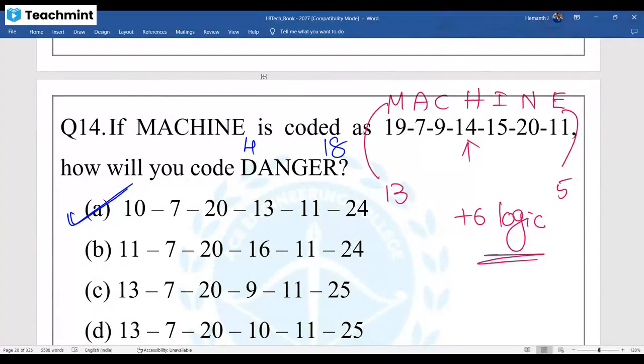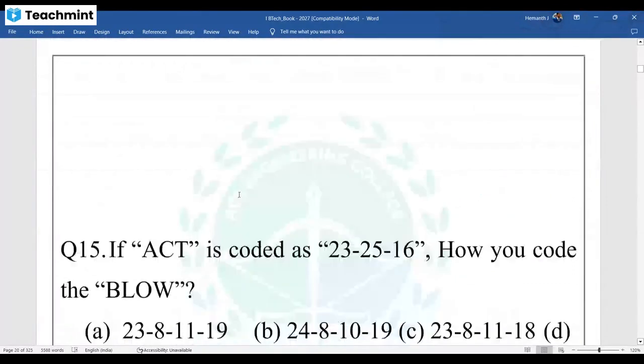Referring to the table and going on, you won't have the time. The same thing will happen in the exam also. Make sure you know the values already, and your mind will think about the logic. I know M is 13 and 19, how is it related? Somehow your mind will start thinking about it. Right. Done with this question? Good, superb. Let's see the next one.